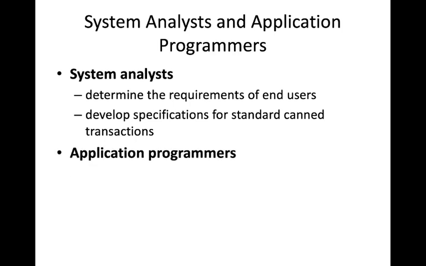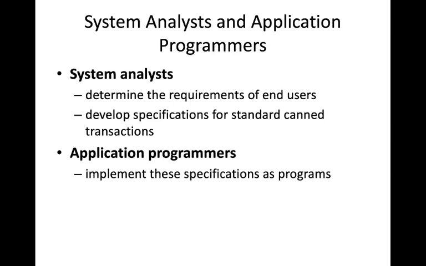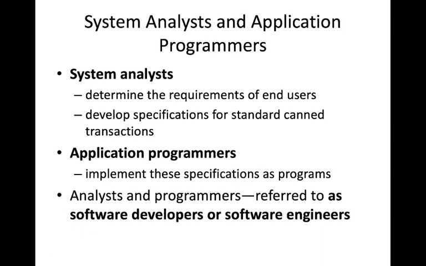Then we have another group of people known as application programmers. These people will be developing the application programs to interact with the DBMS or the database software. So they implement the specifications specified by the system analyst into programs so that these programs can be debugged, tested, documented, all those things can be done. So analysts and programmers are together referred to as software developers or software engineers. So these are the four types of actors on the scene.